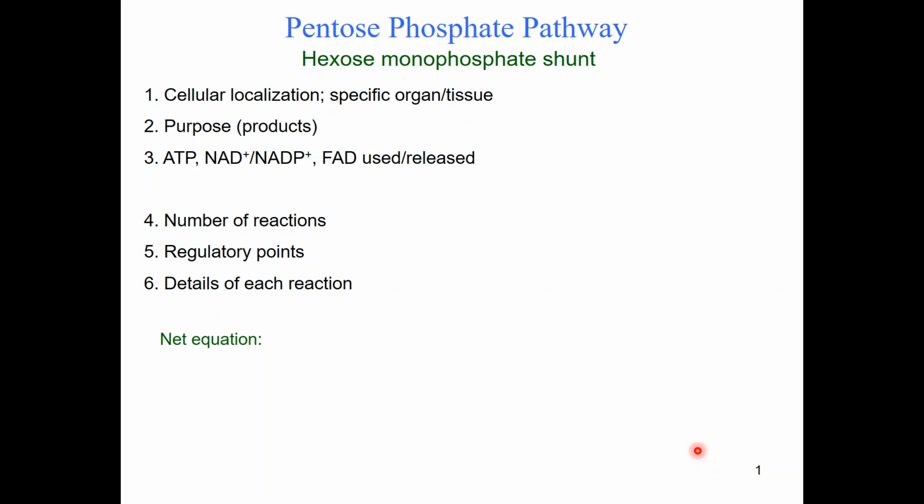Let us consider the pentose phosphate pathway, which also has another name. It is also called the hexose monophosphate shunt because it utilizes glucose 6-phosphate, which is an intermediate of glycolysis. So it kind of shunts glucose 6-phosphate away from glycolysis.